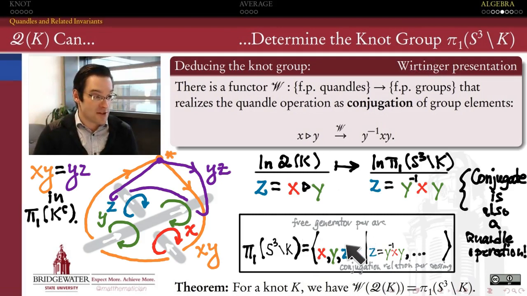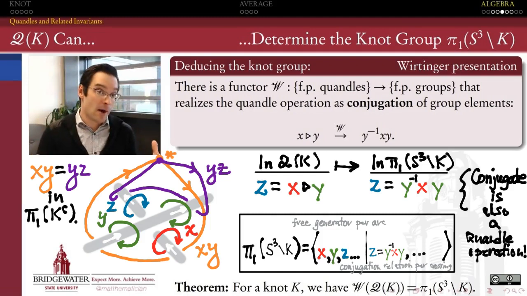The Wirtinger presentation is just a presentation of a group where all of the relations in that presentation are defined by conjugations. So that's great. And the knot group, because it's distilled out of the fundamental quandle in this way, is a knot invariant. It's a pretty powerful knot invariant, but it's not actually all powerful. We can find, for example, distinct knots that do have the same knot group.